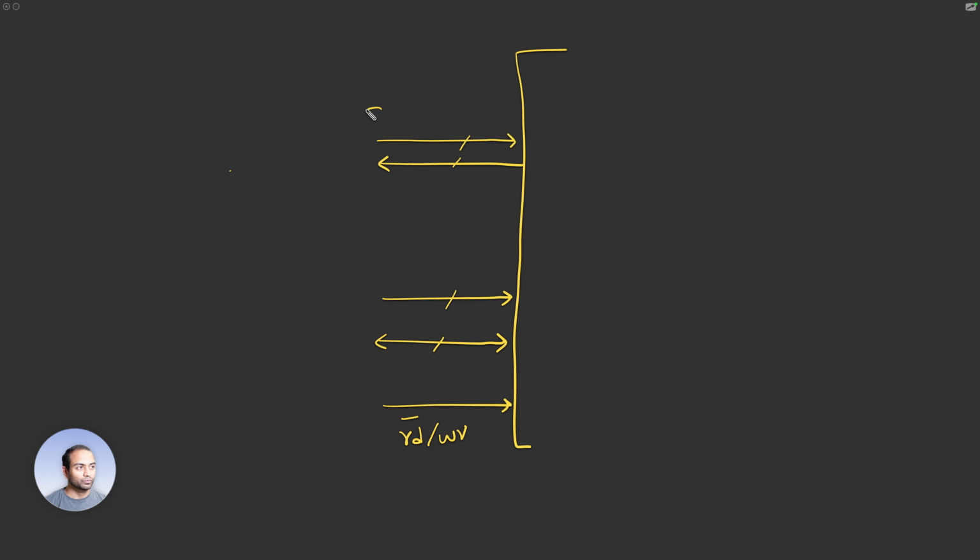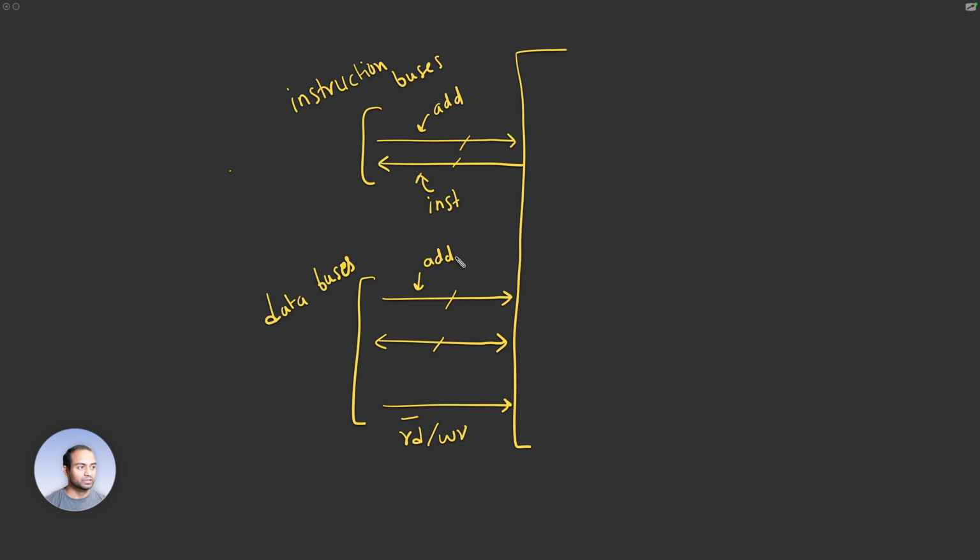And so recall that these were the instruction buses. This was the instruction address, this was the instruction itself. And this was then the data buses. This was, we said, the address bus, and this we said was the data bus, where the actual data was fetched from.